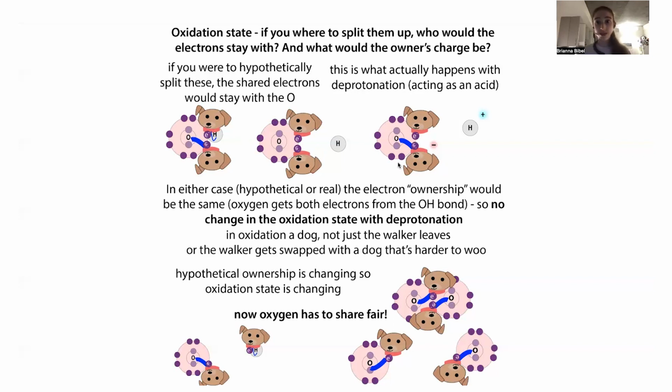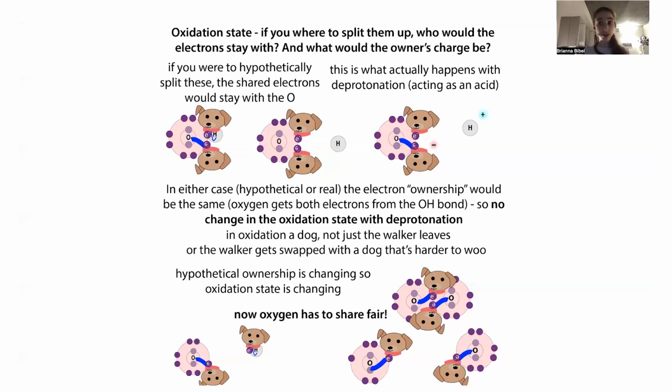What happens when this actually does happen is deprotonation. The proton is leaving, but the electron is staying. In both of these cases, we have the ionic bond forming, and we can think, okay, now we have a formal charge of +1 and -1, but that formal charge is the same as the hypothetical charge that we had before, so we're not actually changing the oxidation numbers of oxygen or hydrogen. So when we have deprotonation, this is not a redox reaction.